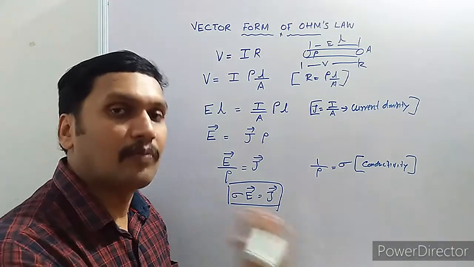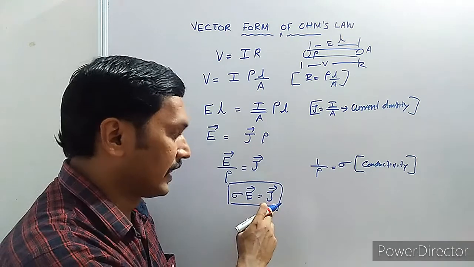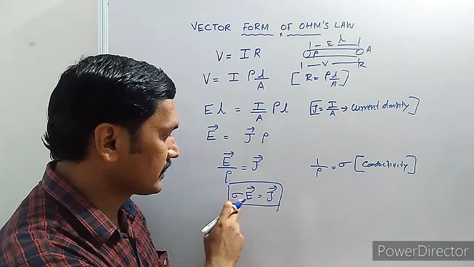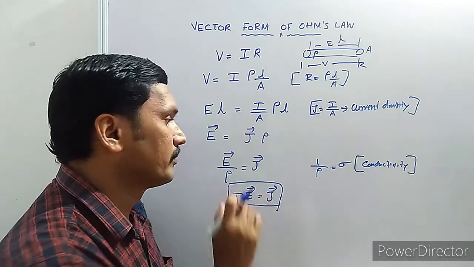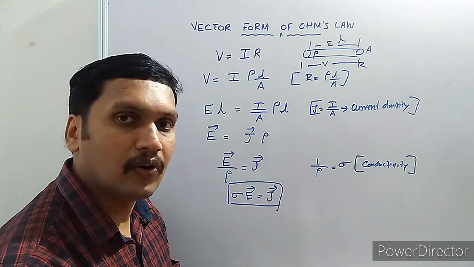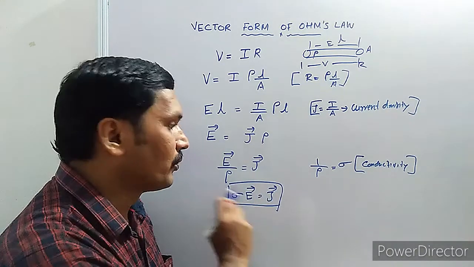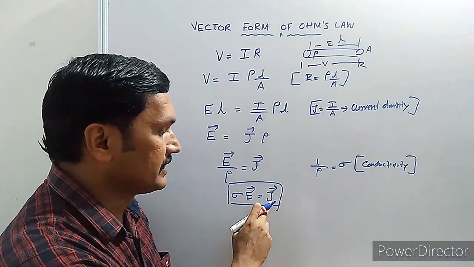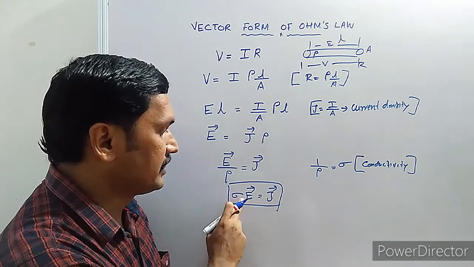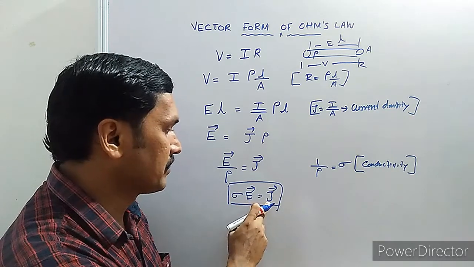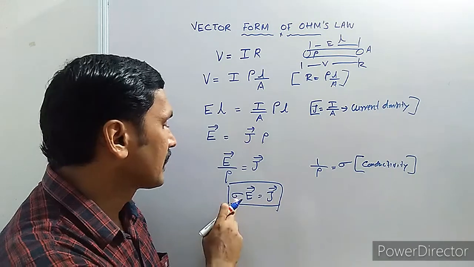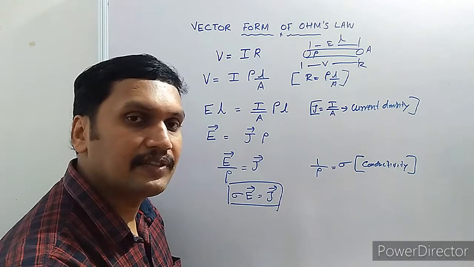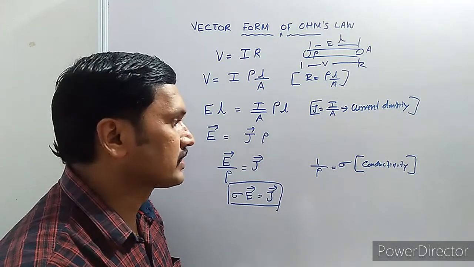This is another form of Ohm's law. Instead of current, we have current density. Current density J is equal to sigma into E, and this form is known as the vector form of Ohm's law. That is, current density J is equal to conductivity into electric field. And conductivity is the reciprocal of resistivity.